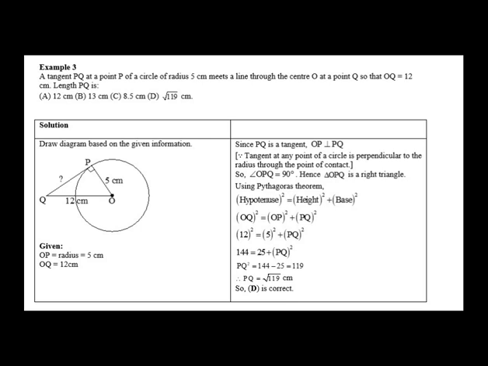144 is equal to 25 plus PQ square. Therefore, PQ square is equal to 144 minus 25, which is equal to 119. Therefore, PQ is equal to square root of 119 centimeter.